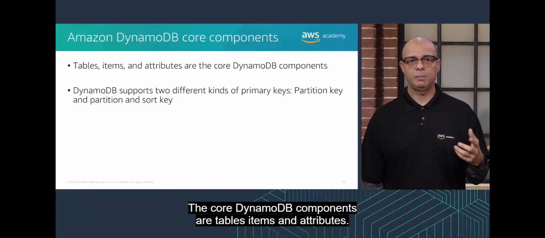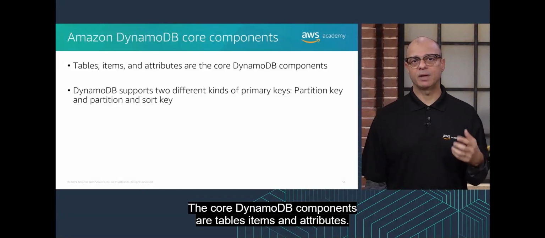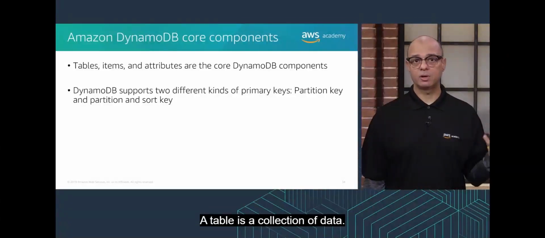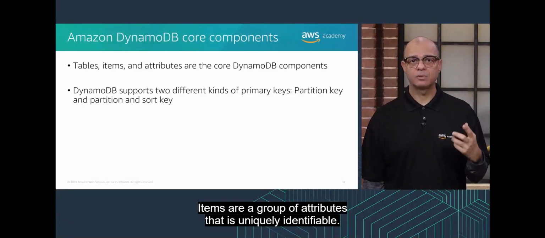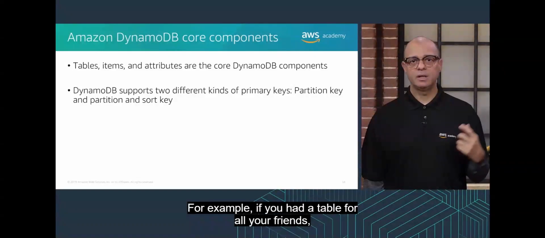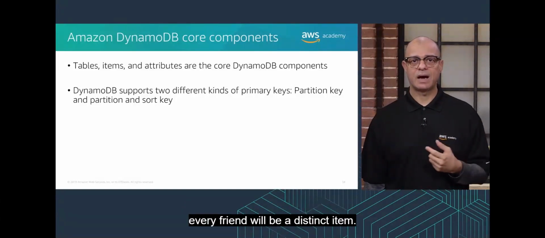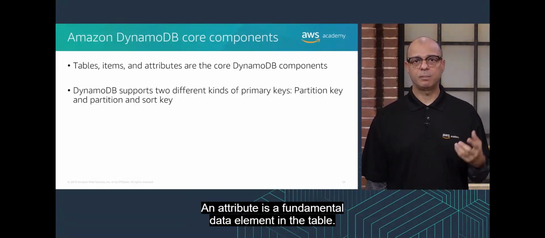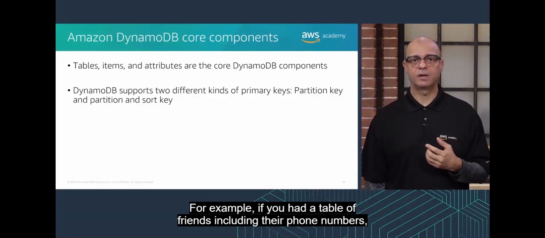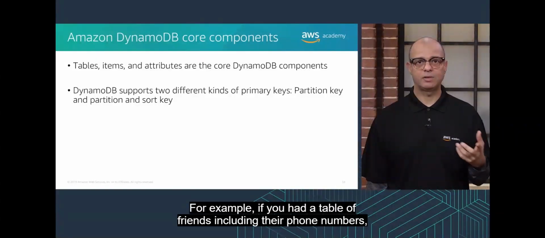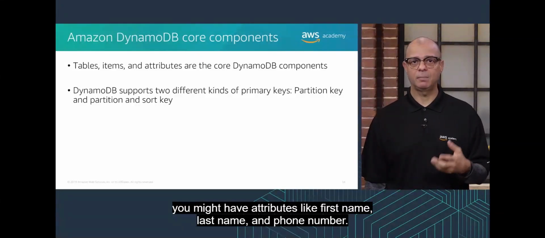The core DynamoDB components are tables, items, and attributes. A table is a collection of data. Items are a group of attributes that is uniquely identifiable. For example, if you had a table for all your friends, every friend would be a distinct item. An attribute is a fundamental data element in the table. For example, if you had a table of friends including their phone numbers, you might have attributes like first name, last name, and phone number.